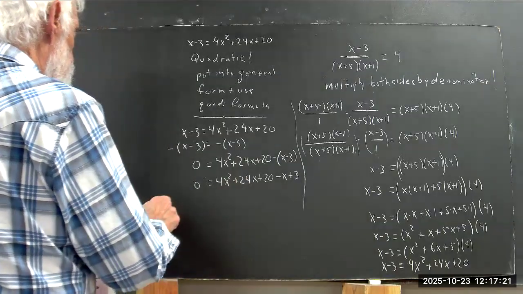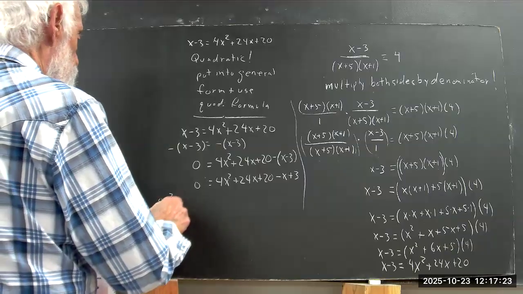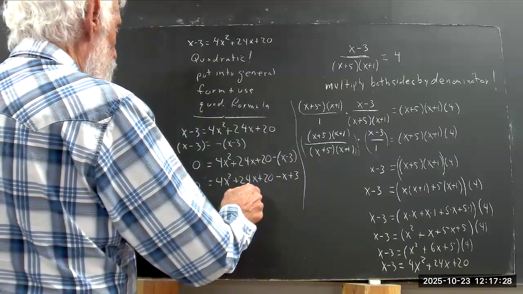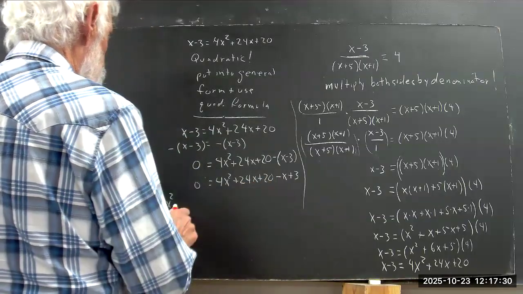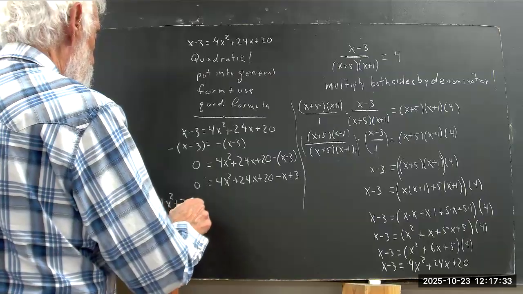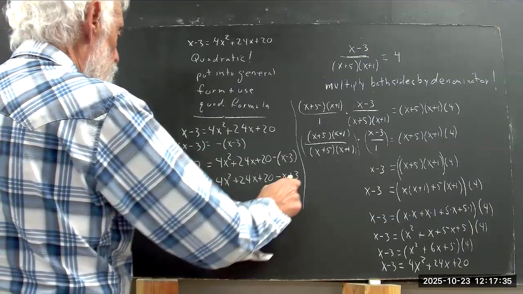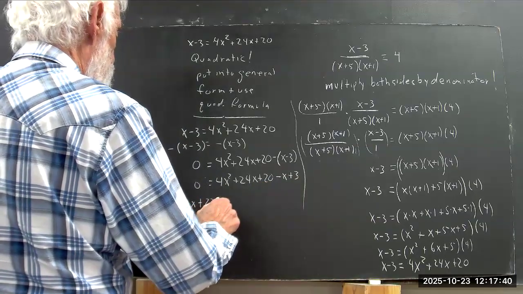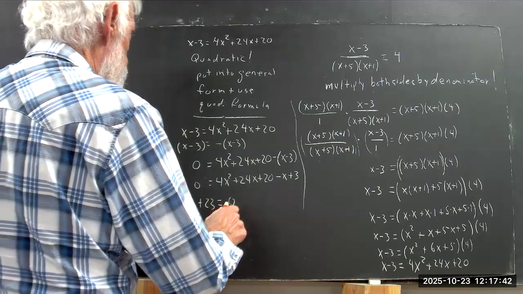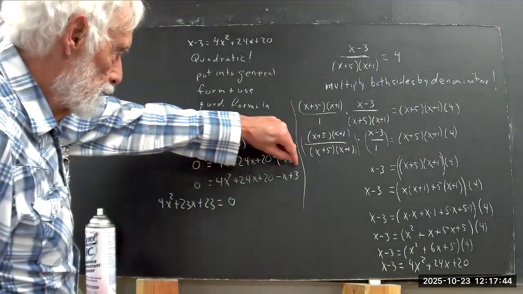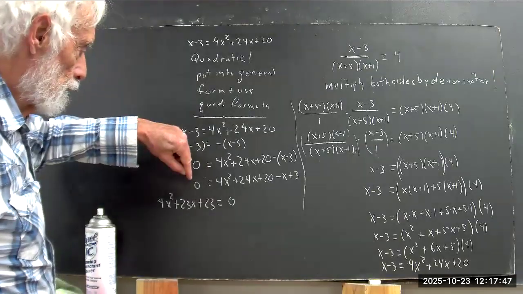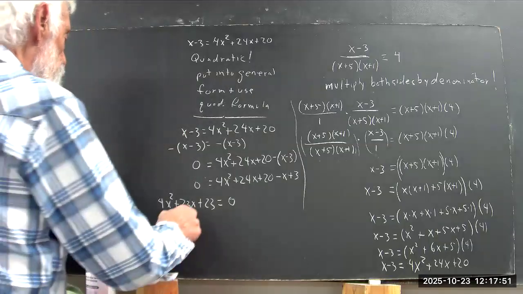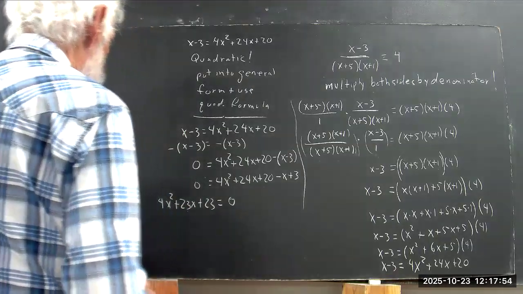Now I'm going to switch sides just to put this in the standard way you want to look at it. I've got 24x minus x. Well, that's going to be 23x. And then I got plus 20 and plus 3. Well, that's plus 23. Now that's what this side simplifies to. And of course, this side has always been 0. So I just flip the two sides and we get this expression.